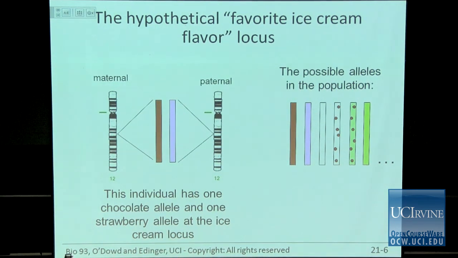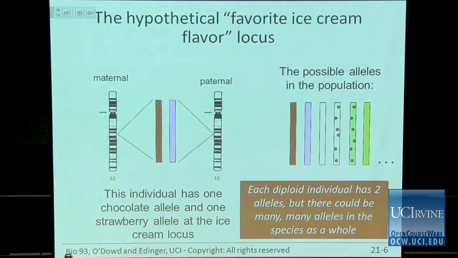But in the population of everybody in this room, there could be many, many different alleles. You could have chocolate, strawberry, vanilla, chocolate chip, mint chip, pistachio, Terry Garcia, chunky monkey, whatever you want. And many different alleles are available in the population, but each diploid individual can only get 2 alleles.